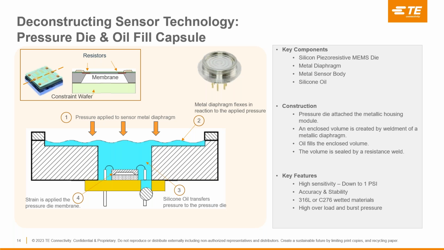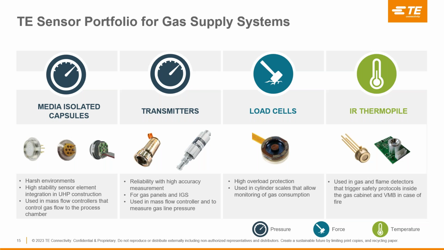Key features and advantages of this technology. This type of technology has very high sensitivity, with pressure ranges going all the way down to 1 psi full scale. Secondly, the pressure die offers very high levels of accuracy and stability. Wetted materials for this can be either 316L stainless steel or C276 nickel alloy. Finally, the welded assembly has very high burst pressures. And with that, I'd like to bring this discussion back to Alex to introduce more of the TE portfolio.